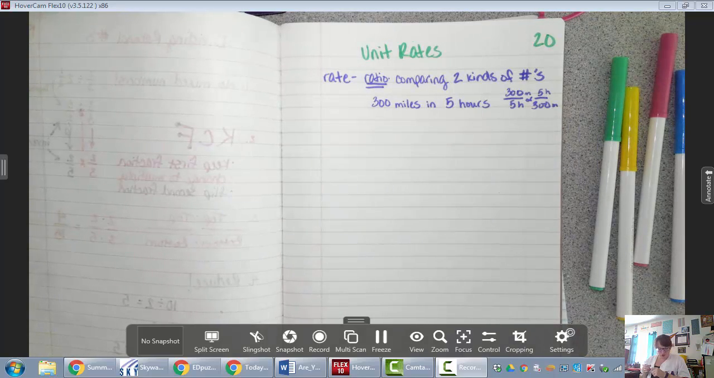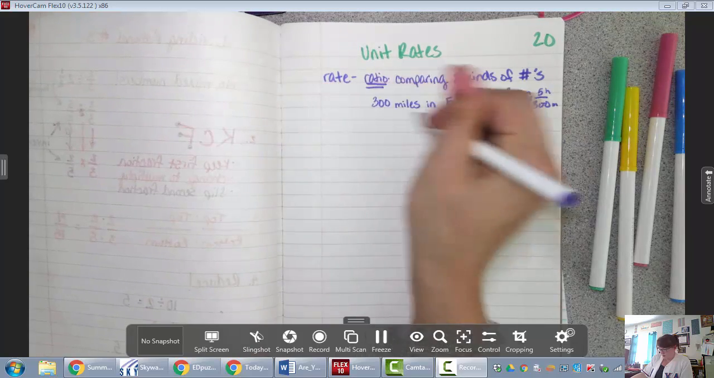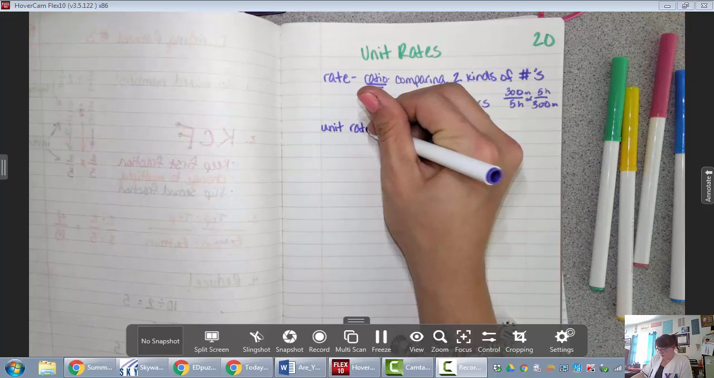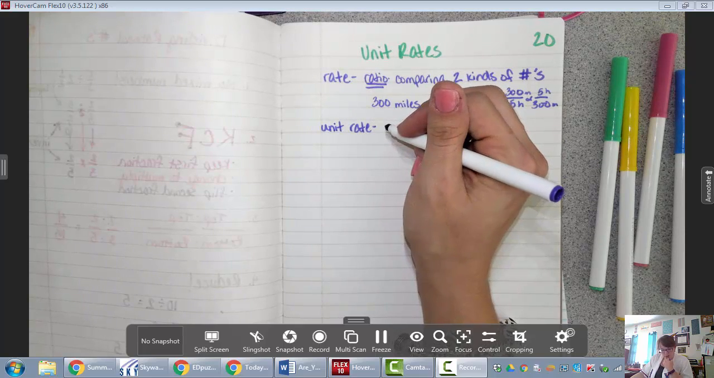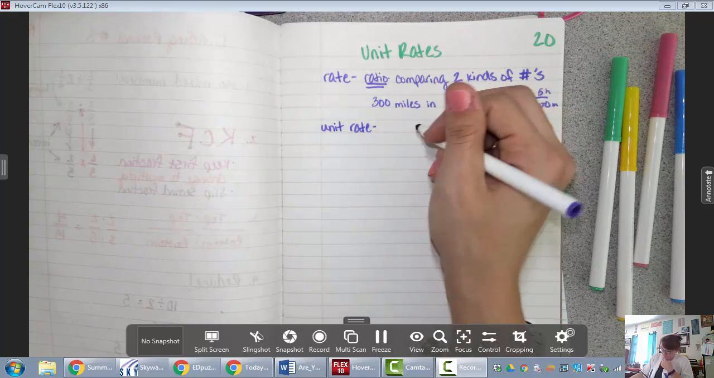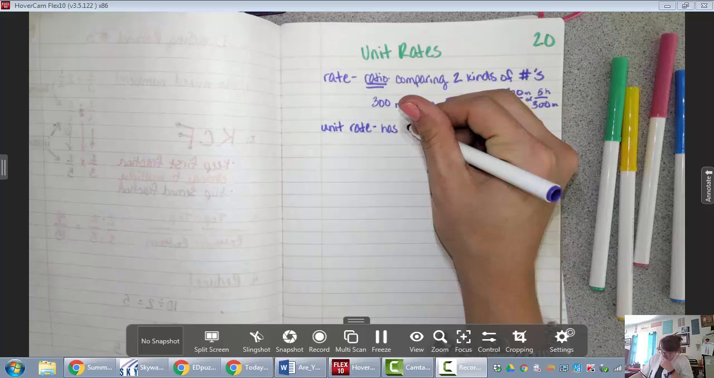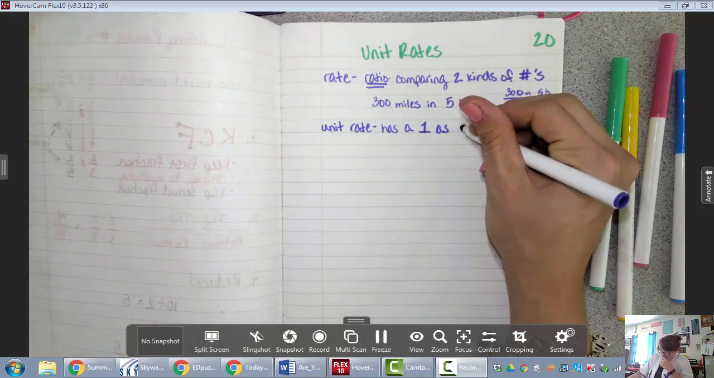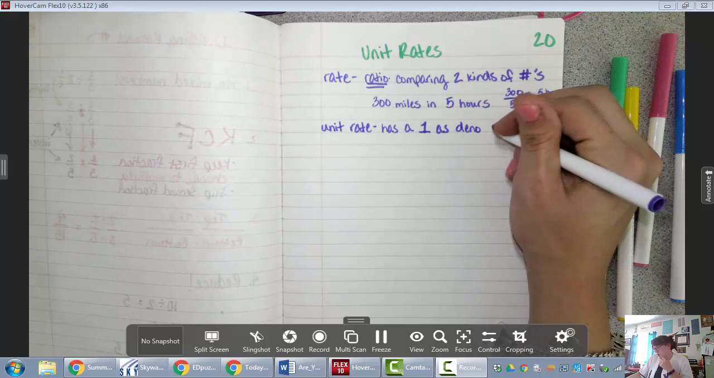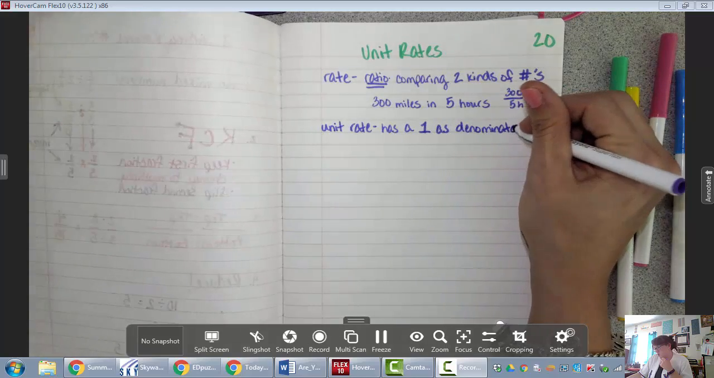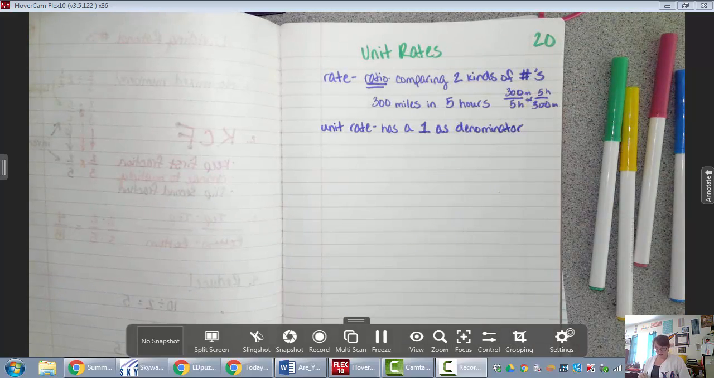Alright, the other one is unit rate. This is comparing to one denominator. Those are our two words.